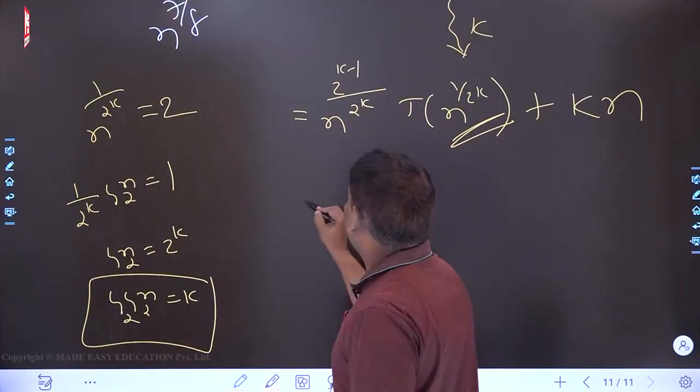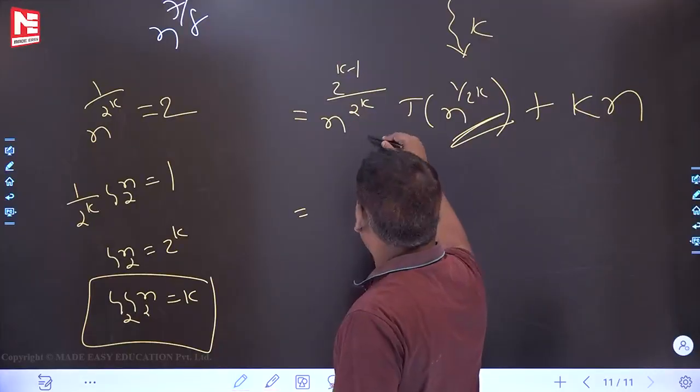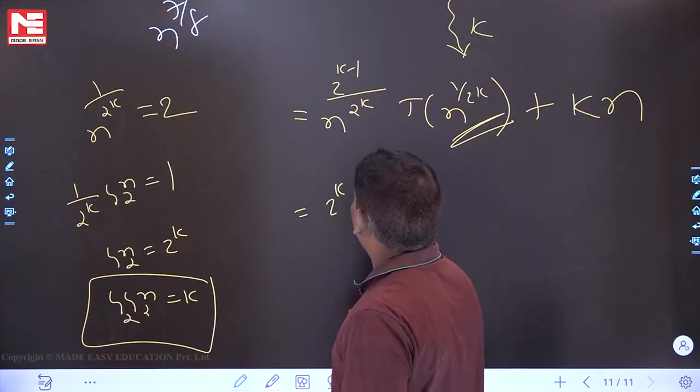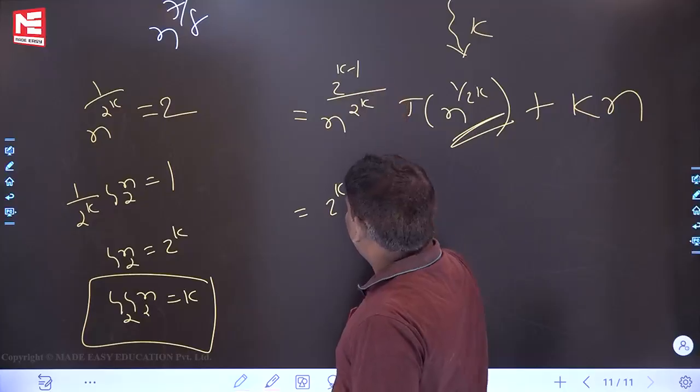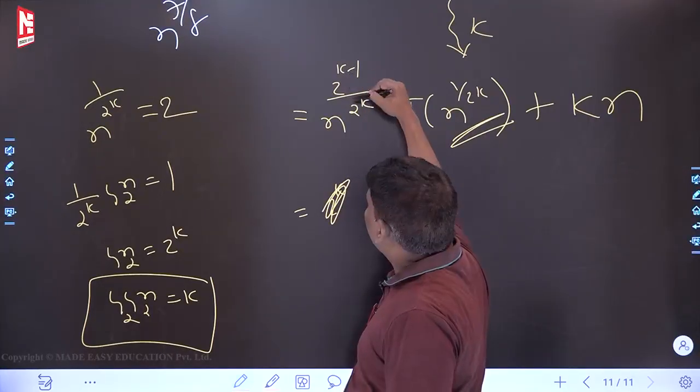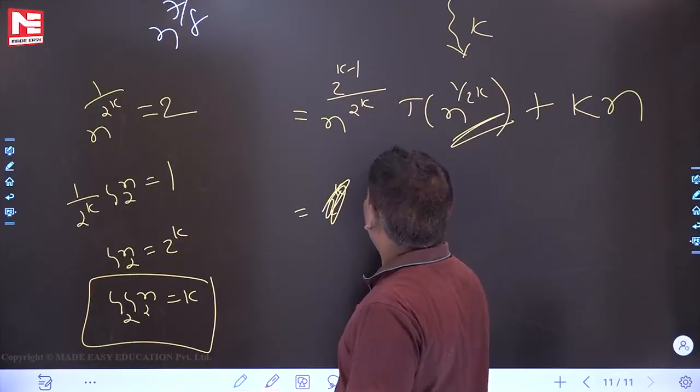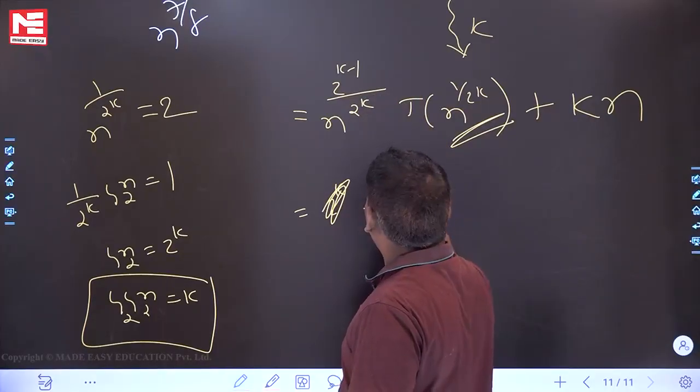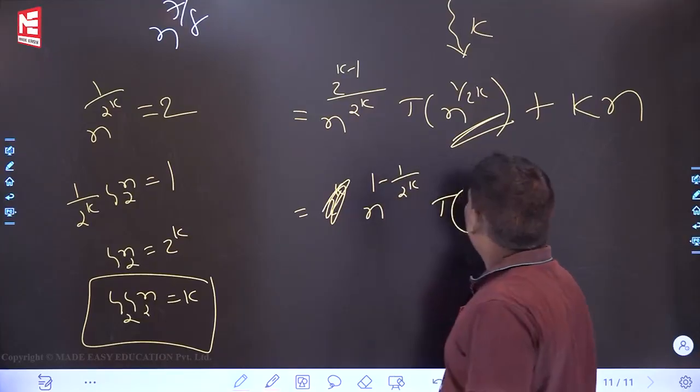Replace k by log n. This will become, let me simplify now. It will become 2 power k by, right? Let me simplify. N power this one, right? Simplify. 2 power k minus 1 by 2 power k. It will become n power, what is the answer? 1 minus 1 by 2 power k. It will become T of, what is the answer?